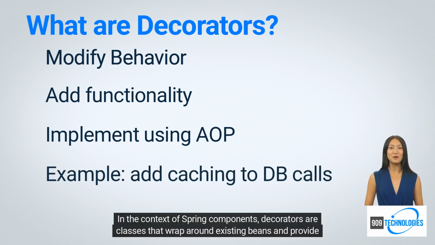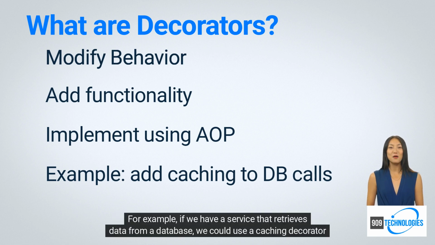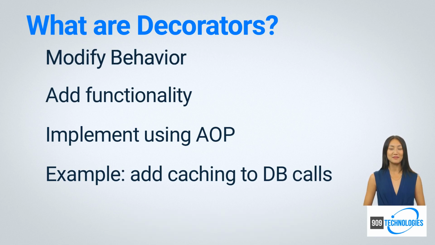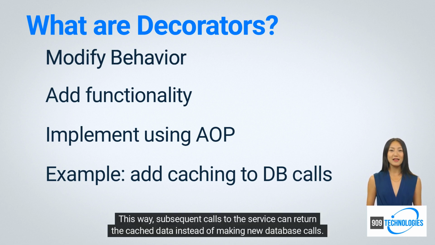In the context of Spring Components, decorators are classes that wrap around existing beans and provide additional functionality without changing the original code. For example, if we have a service that retrieves data from a database, we could use a caching decorator to reduce the number of database calls. The caching decorator would wrap around the original service and cache the results of the database calls. This way, subsequent calls to the service can return the cached data instead of making new database calls.